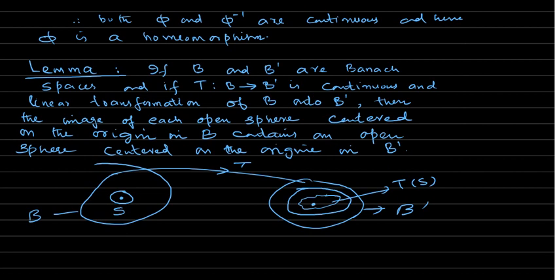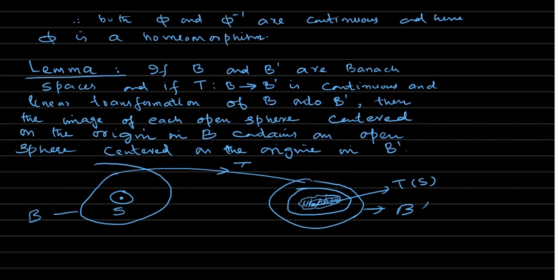So the statement is this: we have a given sphere in this codomain Banach space, with center at origin. That's our sphere. Its image is some set, say this one. And the theorem says that this image of the sphere is contained in some sphere with center at origin, which is in B dash. That's the conclusion of this theorem.